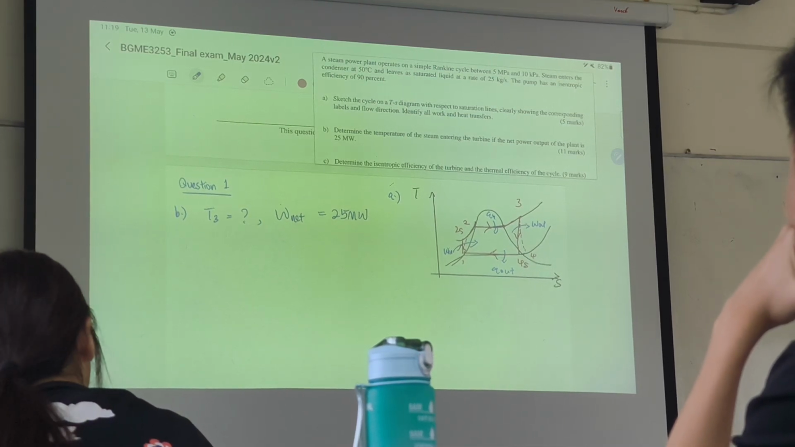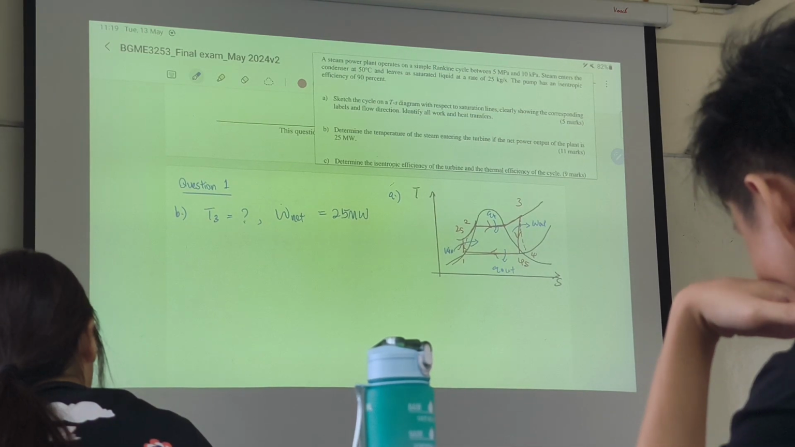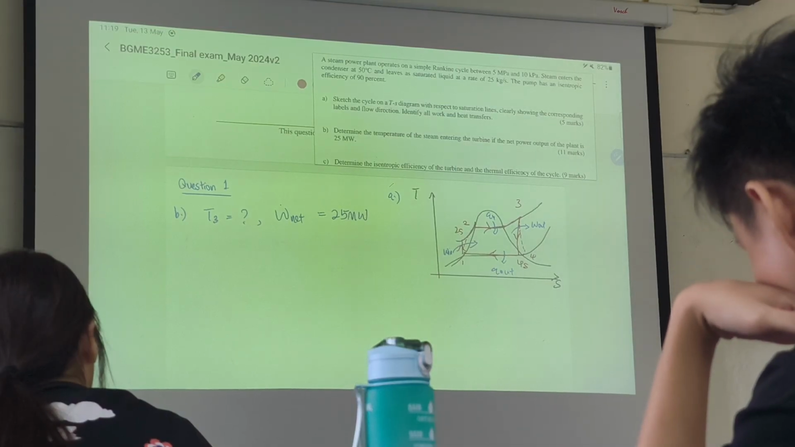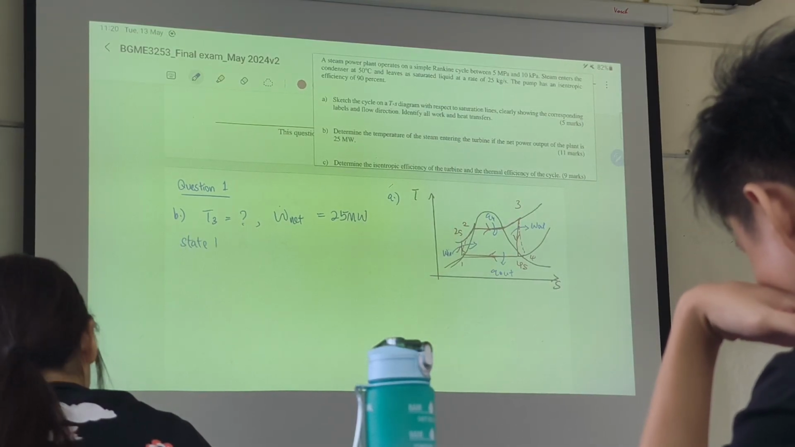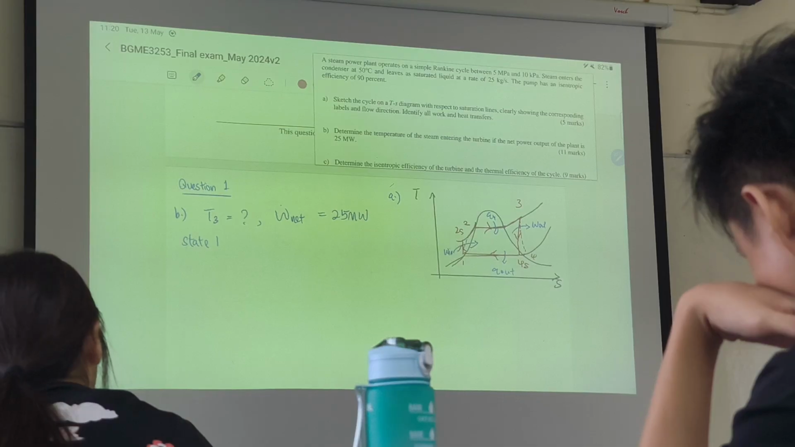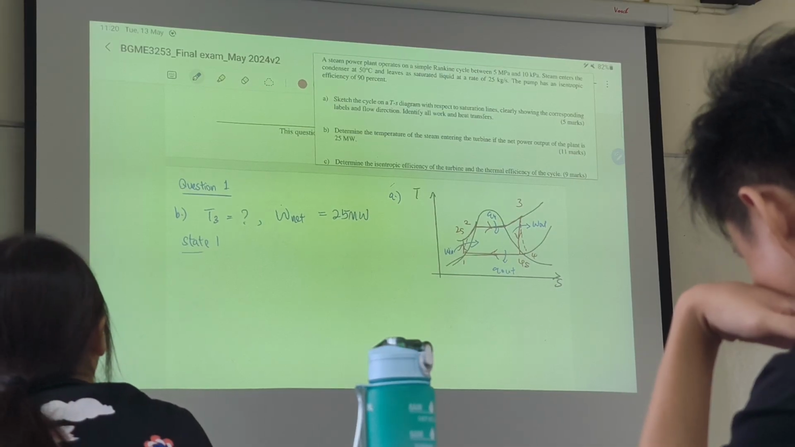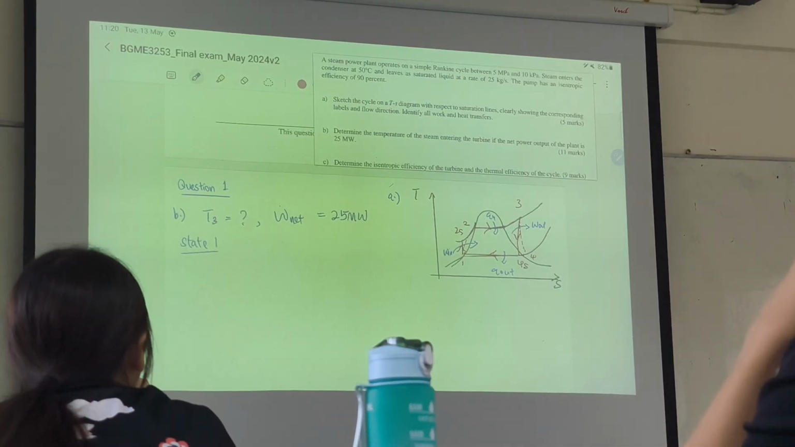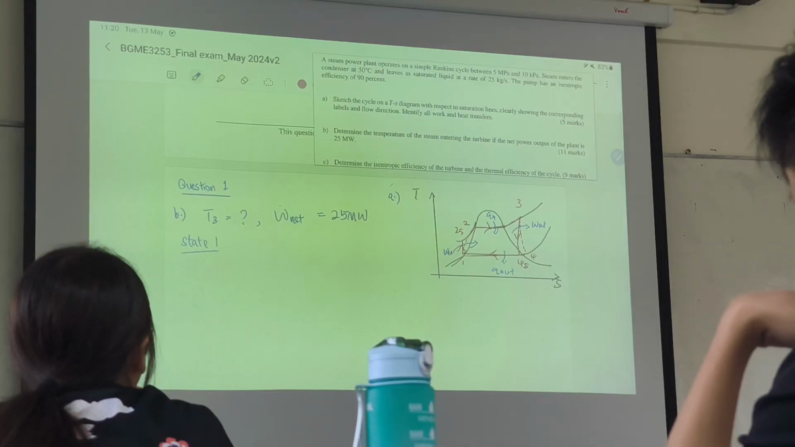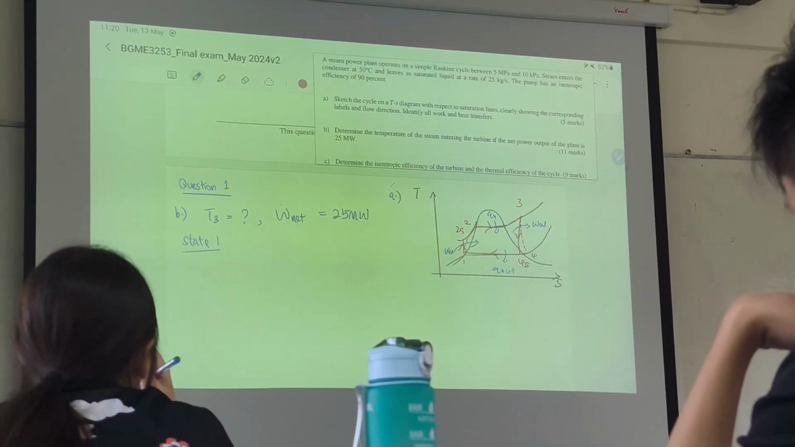Okay, so with this, we still need to do things one by one. Alright? So we look at state 1 first, because you are given work net, which is not really the work output of the turbine. So you still need both of them. So we look at state 1 first. So what do we know about state 1?